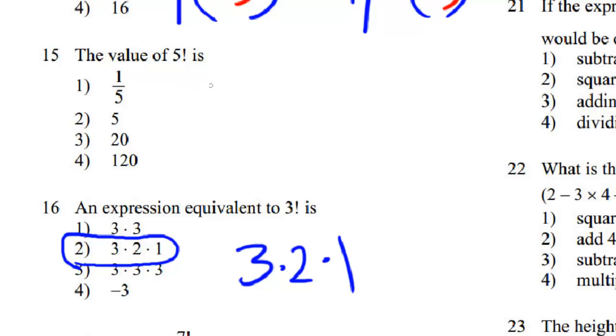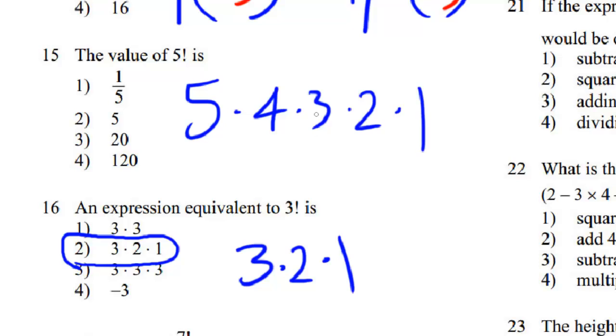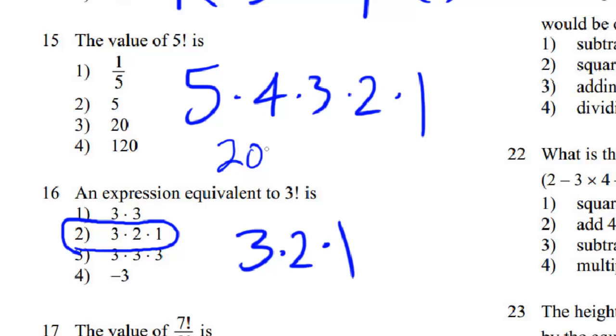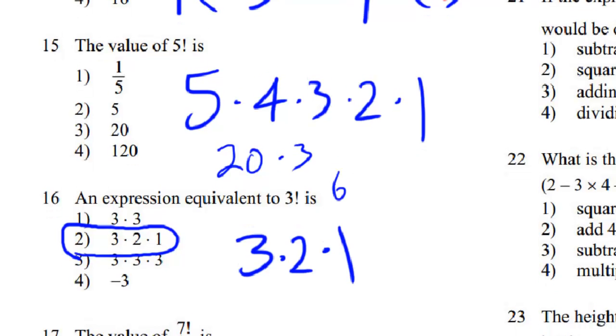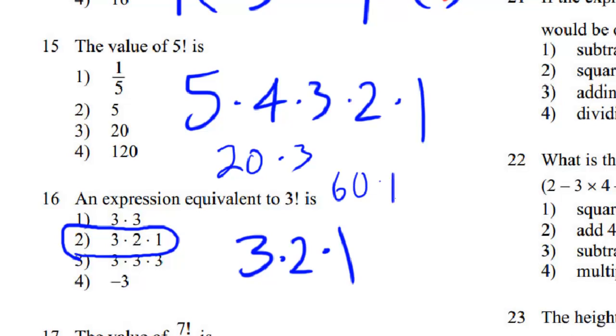So you could do this, I guess, 2 ways. You could do 5 times 4 times 3 times 2 times 1. And we know that 5 times 4 is 20, and then 20 times 3 is 60, and then 60 times 2 is 120. And so that involves lots of math, and there's a high probability of making a mistake.